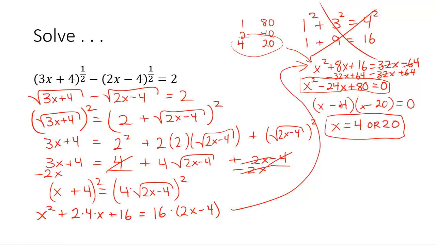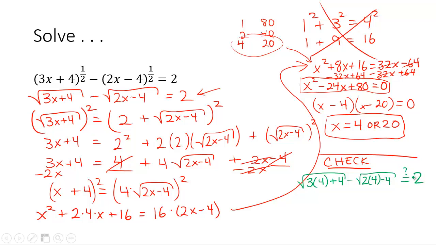So now we can't just stop there, we need to still check. So we need to check which of these works. Do both of them work? Do neither of them work? So you want to plug it in to the original equation and see. I'll do this in green so that you can see it in a different color here. So 3 times 4 plus 4 minus 2 times 4 minus 4. And is that equal to 2 is the question.